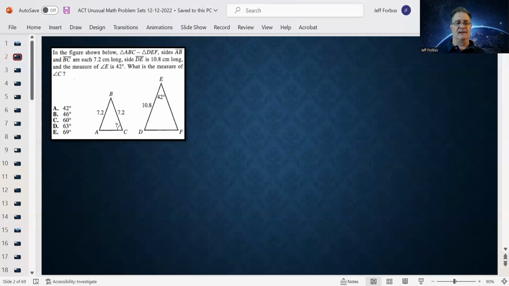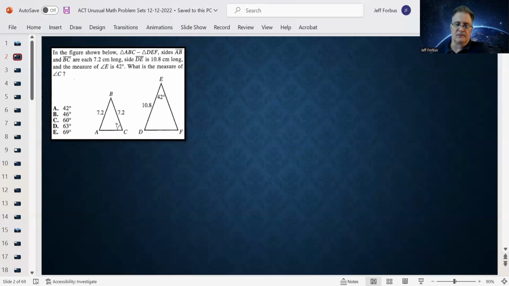So triangle ABC is similar to triangle DEF. Sides AB and BC are each 7.2 centimeters long. Side DE is 10.8, and the measure of angle E is 42. What is the measure of angle C?